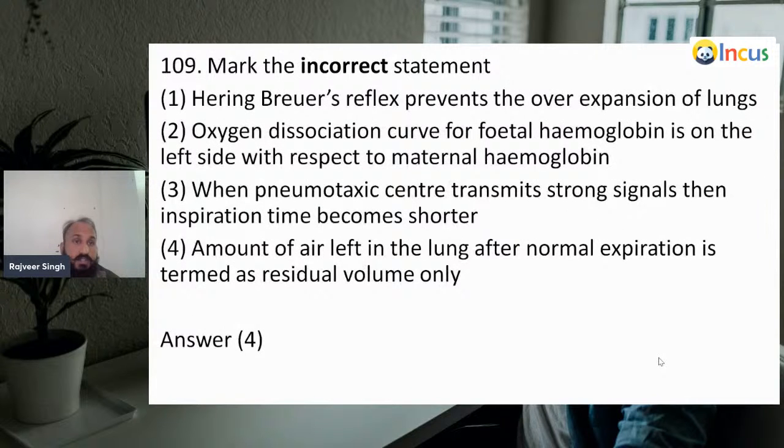Then, the next question: mark the incorrect statement among them. Hering-Breuer reflex prevents the overexpansion of the lungs. The oxygen dissociation curve for fetal hemoglobin is to the left side with respect to maternal hemoglobin.